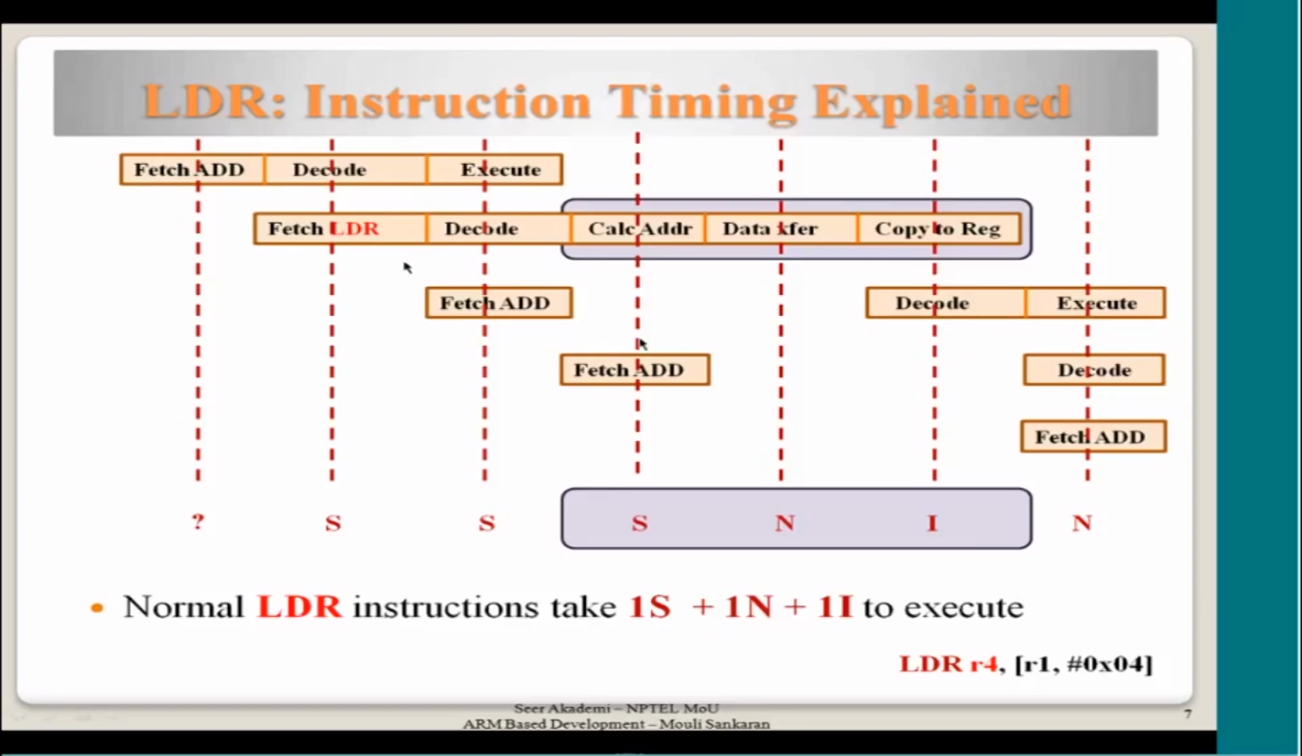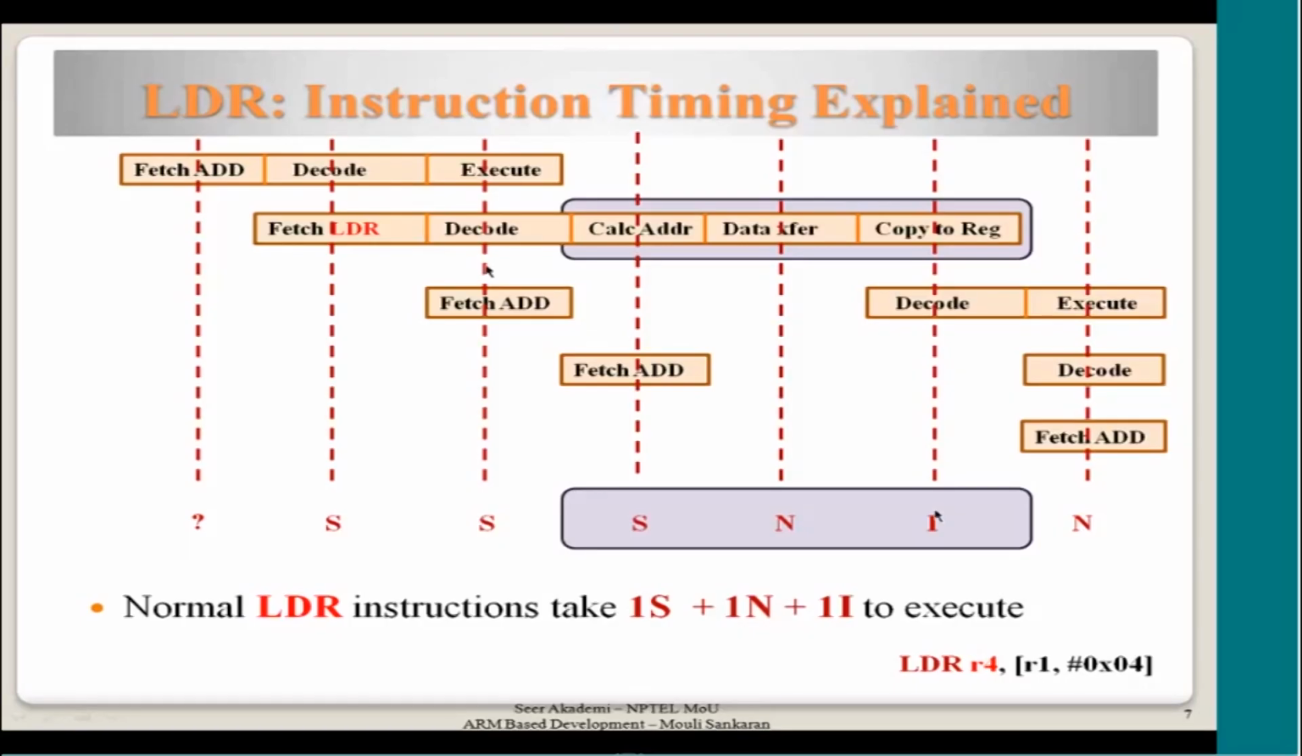Okay. So you can see the difference between an LDR and STR now. LDR takes one cycle more than STR, because the data which has been read from the memory has to be copied into a register, which involves one more internal cycle.